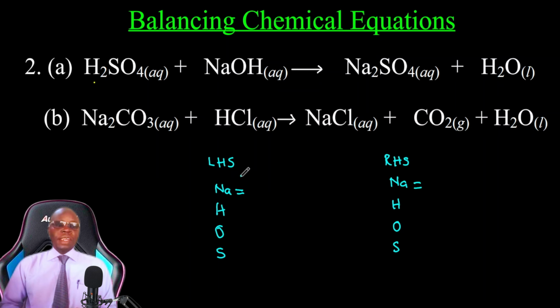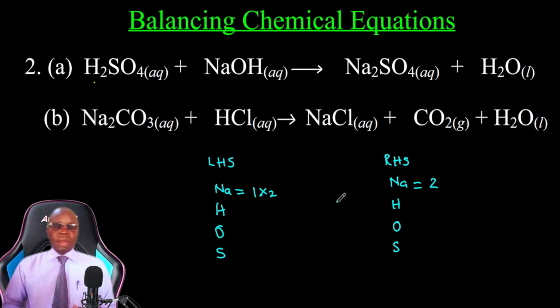So let's identify the total number of atoms on either side. From the left hand side we have only one atom of sodium. Then from the right hand side there are two atoms of sodium, so they are not balanced. And how do you balance this equation? For us to balance, we need to make sure that the equation has the same number of atoms on either side, so we multiply this by 2. So when you multiply this by 2, we realize that we get 4, and they're already balanced.